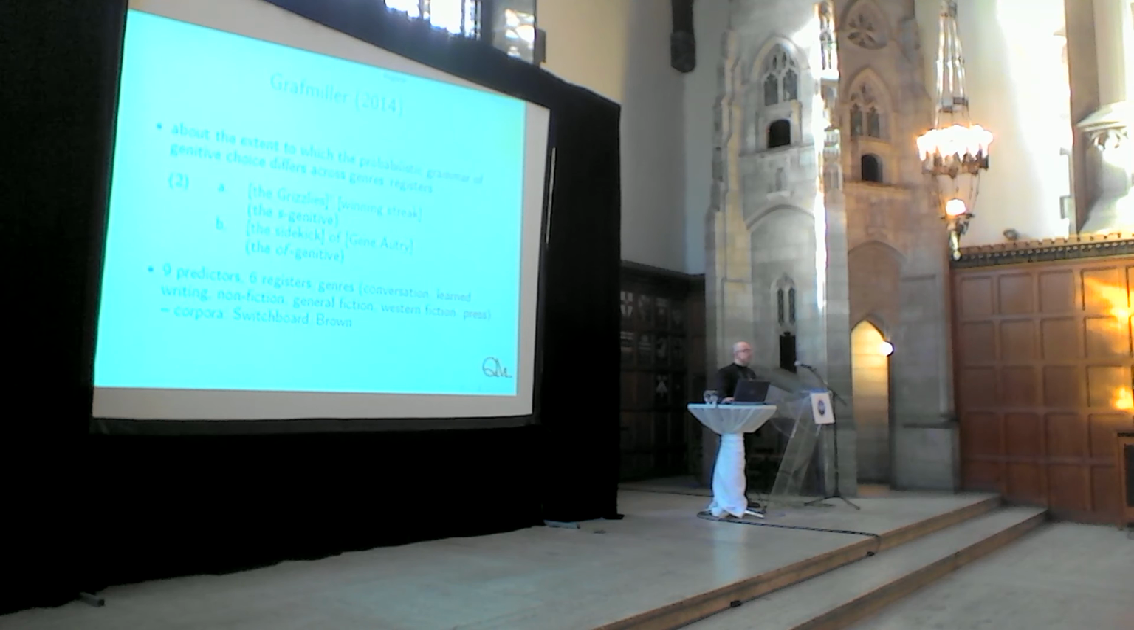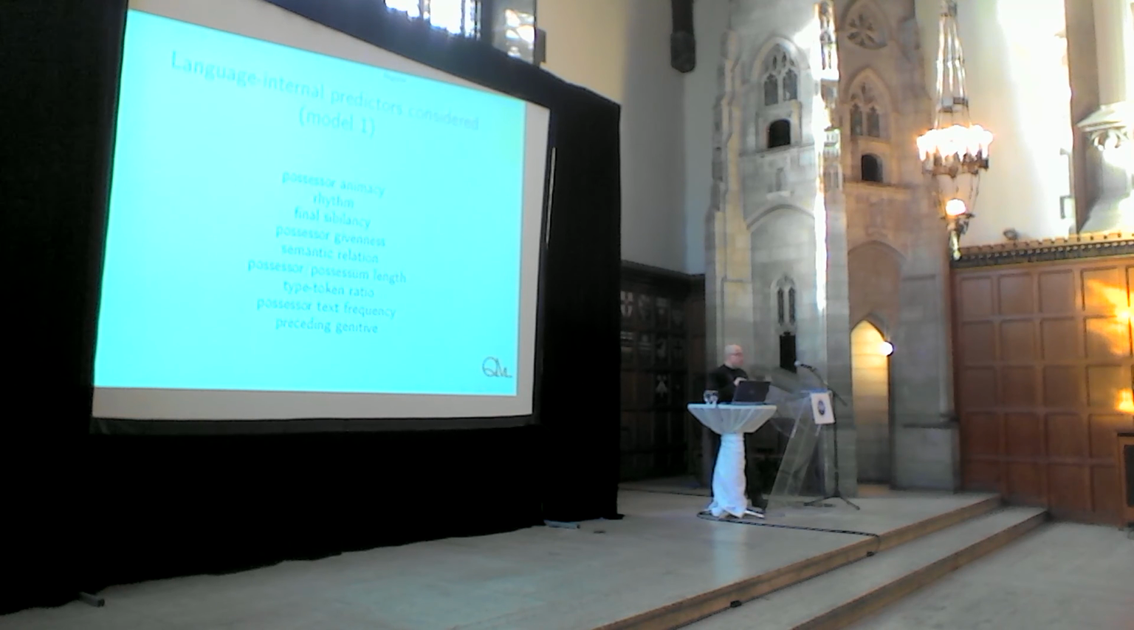Another study that I would like to mention here is Grafmiller 2014, which is about the extent to which the probabilistic grammar of genitive choice differs across genres or registers. So this is about variation between the S genitive in English, the Grizzlies' winning streak, and the of genitive, as in the sidekick of Gene Autry. And Grafmiller fits a regression model, 9 predictors, on data drawn from 2 corpora, Switchboard and Brown, which represent between them 6 different registers and genres: conversation, general fiction, press, and so on and so forth.